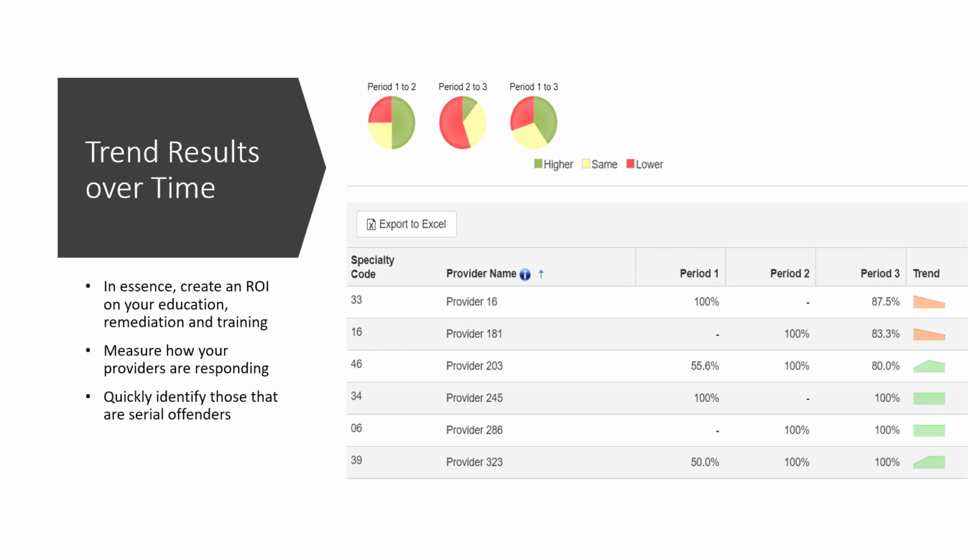So what you're doing here is creating a return on investment. You're spending all this money on education, remediation, and training of the physicians. What we want to know is, did they get better or did they get worse? So here's a provider that the first period was at 100%, now they're at 87.5. Here's one that was at 50%, and the next two periods they went to 100. So all you're doing is measuring how your providers are responding to training. And those that are recalcitrant or serial offenders or resistant to learning, you can identify those as well.